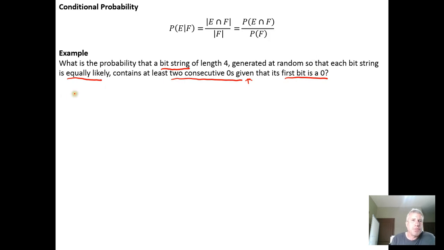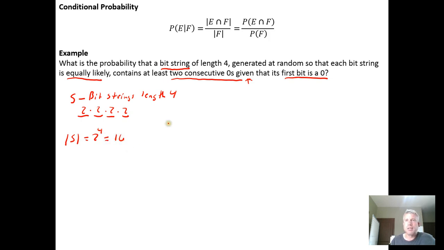So if we identify the sample space, it is bit strings of length 4. They are going to look like this, and they're going to have either a 0 or a 1 in each position. So we know that there are two choices for each position. By the rule of product, we multiply two choices times two choices times two choices times two choices. So the size of the sample space is 2 to the 4th, or 16.